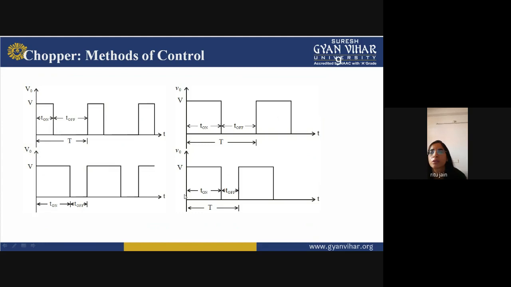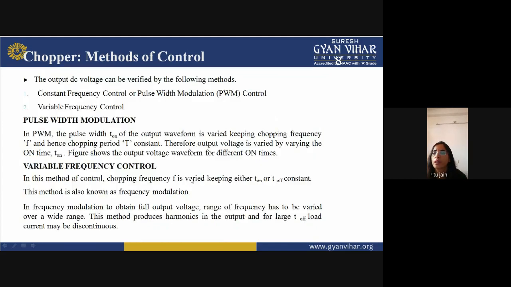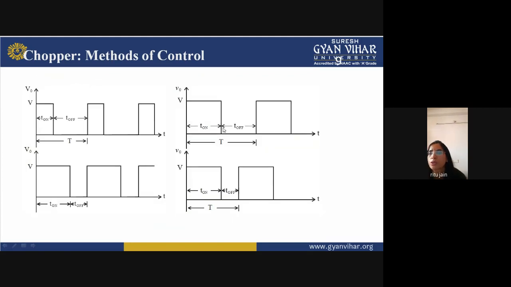But in the frequency control method, as you have already seen, you have to keep T on constant and T off is your constant. So you can't vary T on and T off. This will be fixed, and you are getting output voltage. When your thyristor is turned on, then you are getting the output voltage, and when your thyristor is turned off, then you are not getting any kind of output voltage.